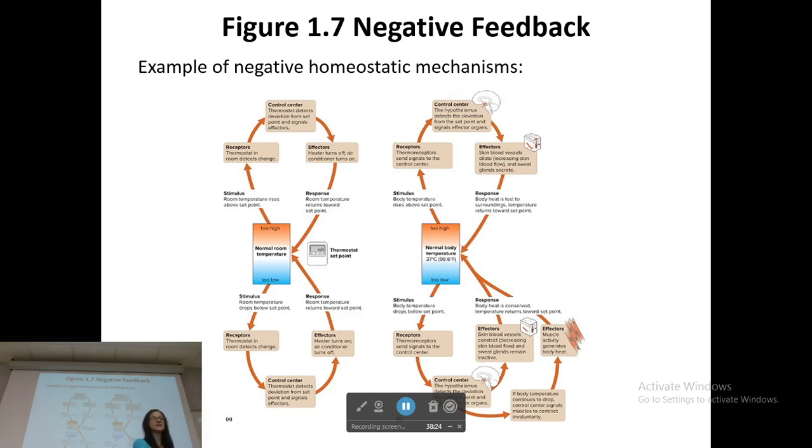Okay, so that's positive feedback. Blood clotting is another example of positive feedback.